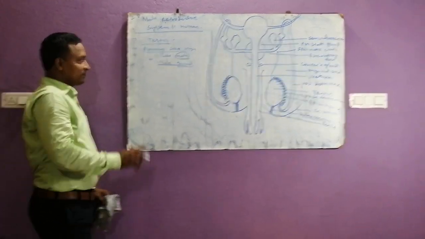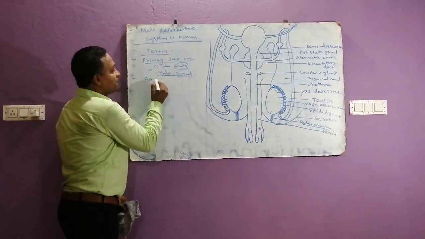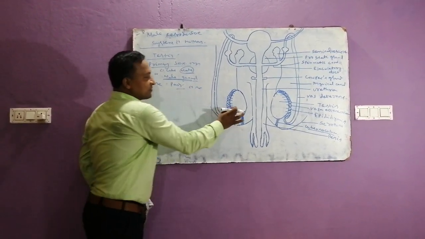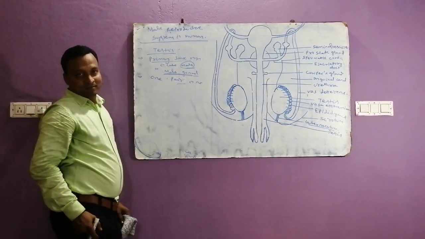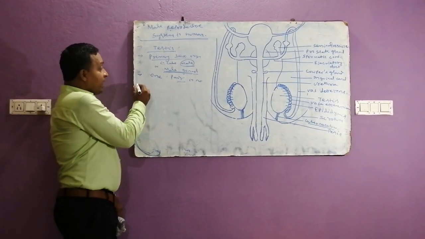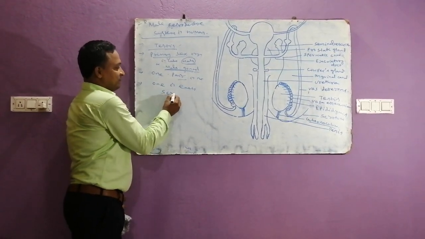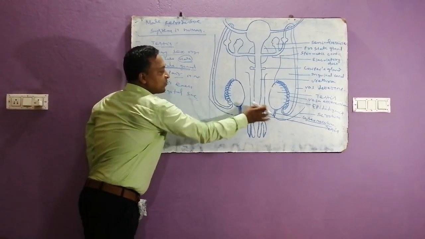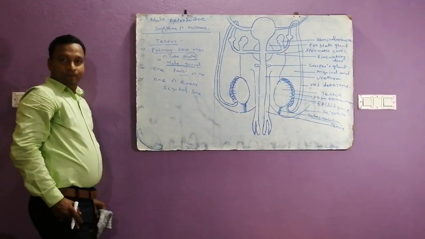Yes. Second, it is basically a paired organ. Okay, just one pair. And these are found one in each scrotal sac. In this scrotal sac one, in this scrotal sac one. Yes. Next one.